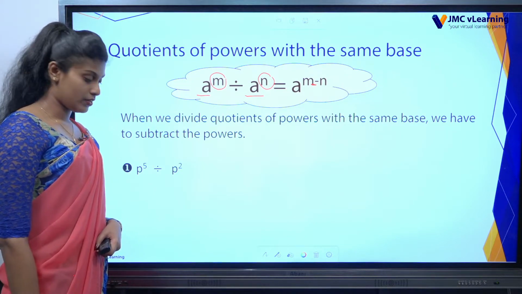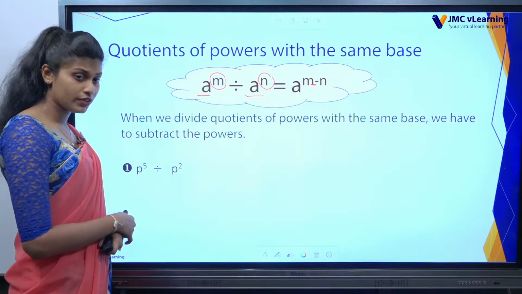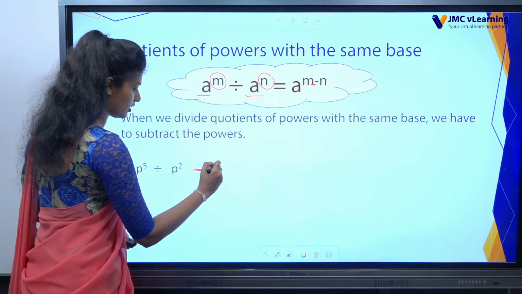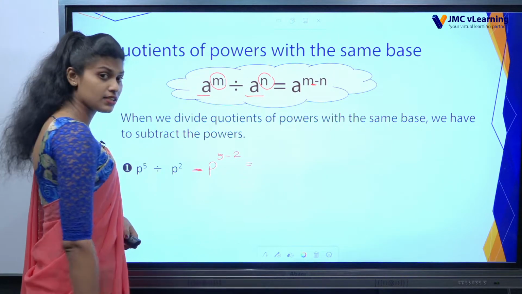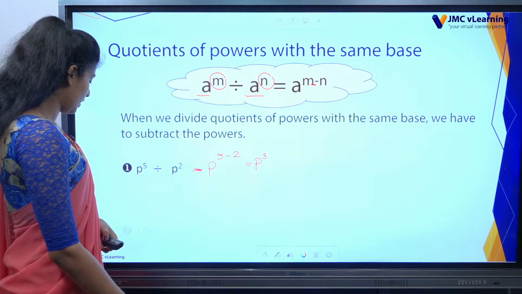P to the power 5 divide P to the power 2. Here division, then what do you have to do? Have to subtract the index, P, 5 subtract 2. Then what is the answer? P to the power 3.